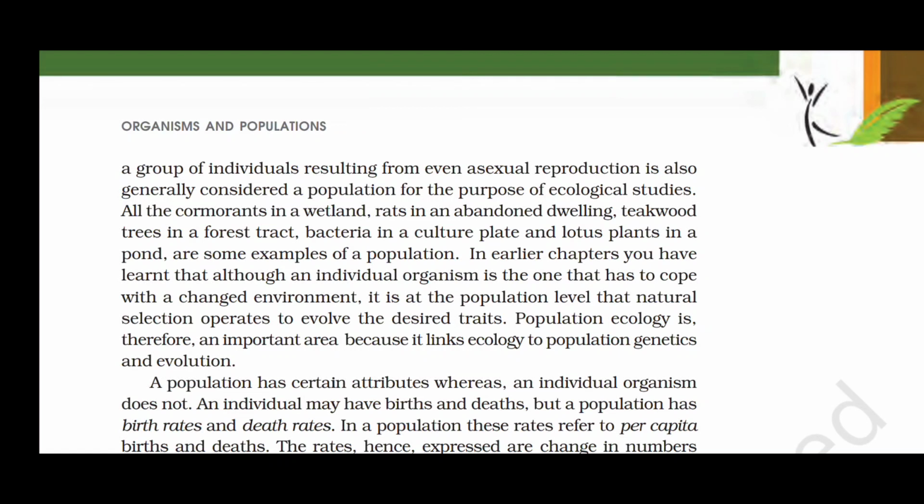All the cormorants in a wetland, rats in an abandoned dwelling, teak wood trees in a forest tract, bacteria in a culture plate, and lotus plants in a pond are some examples of a population. In earlier chapters, you have learned that although an individual organism is the one that has to cope with a changed environment, it is at the population level that natural selection operates to evolve the desired traits. Population ecology is therefore an important area because it links ecology to population genetics and evolution.